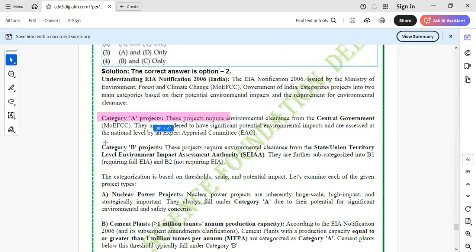So category A projects require environmental clearance from the central government. All of you know that, under MoEFCC. And they are considered to have a significant potential environmental impact and are assessed at the national level by the Expert Appraisal Committee, EAC. You all are aware.